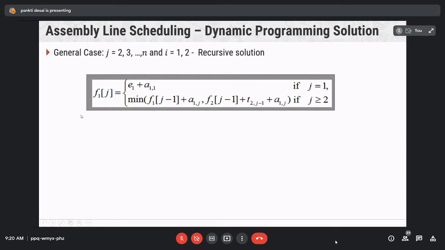So all of you write down this equation. We will see it with an example, and then you will understand better. Right now, just write down this equation in your notebook. So F1j is equal to E1 plus A11 if the value of j is equal to 1, and if the value of j is greater than or equal to 2, then you have to follow this equation.